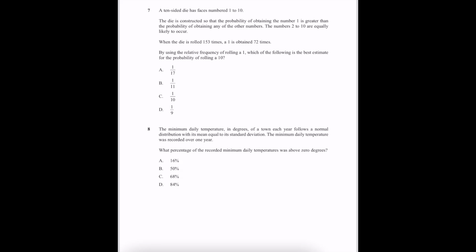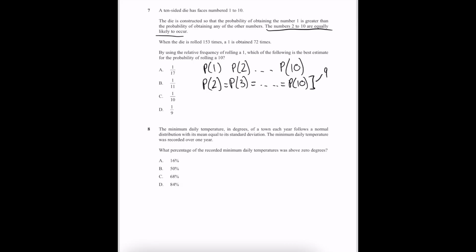So we know that we have a probability of 1, we have a probability of 2, and so on all the way to a probability of 10. Now we know that by this line here, the probability of 2 is equal to the probability of getting a 3, which is also equal to the probability of getting a 10. So all the numbers 2 through to 10 have the same probability, and there are 9 in total. Okay, that's very important. So 9 equal probabilities.